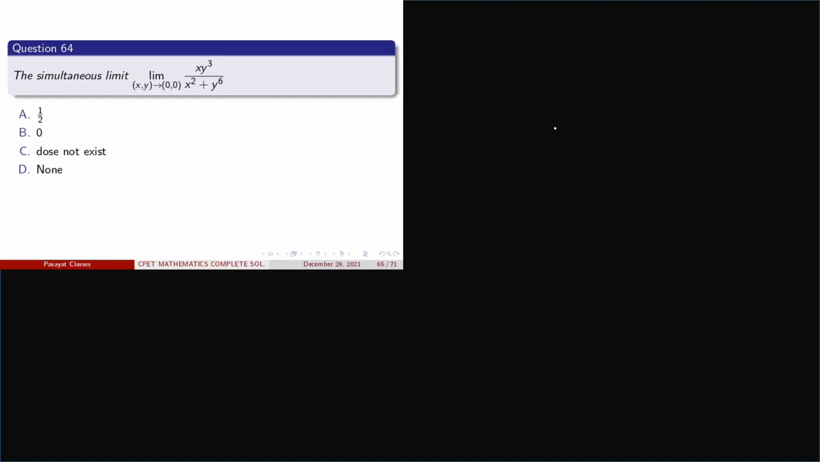Now come to question 64. Here the simultaneous limit as x, y tends to 0, 0 of x y cube by x square plus y to the power 6 is equal to how much? So we have to evaluate this. The question is the limit as x comma y goes to 0 comma 0, and the function is x y cube divided by x square plus y to the power 6. Here we have to substitute something.